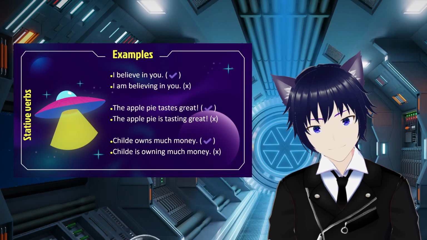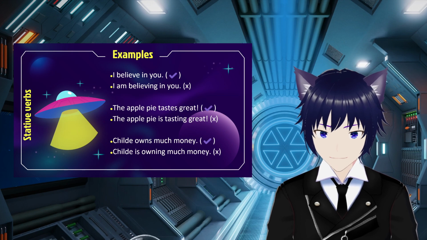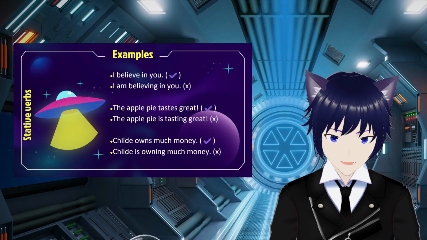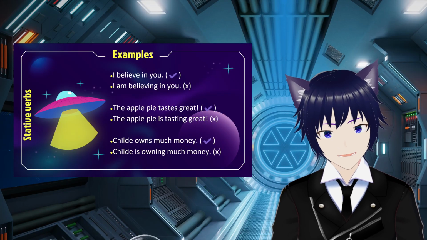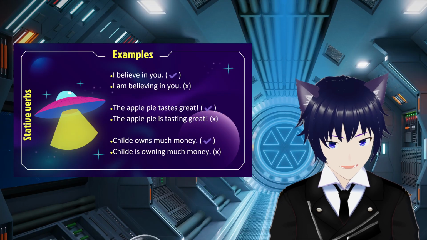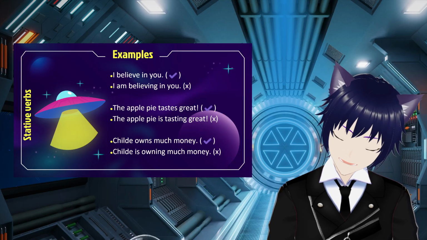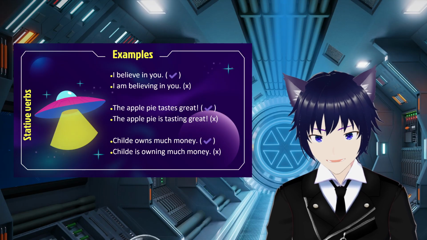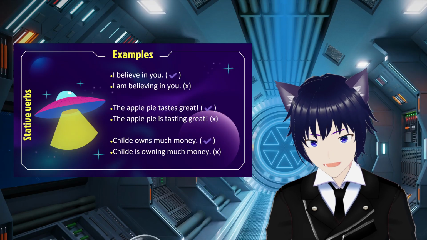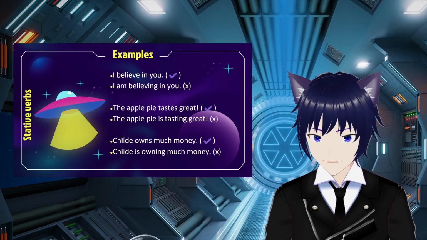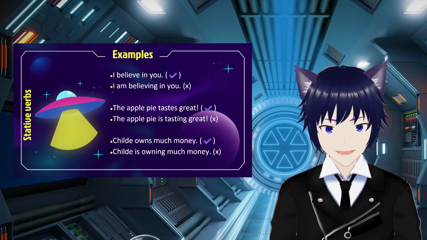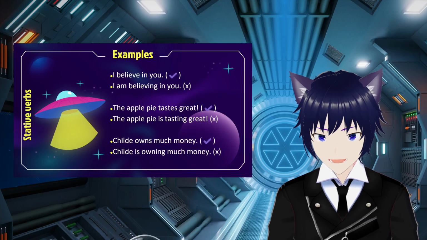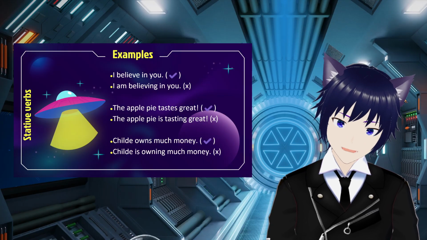For example, it's correct to say, I believe in you. However, it will be wrong if I say, I am believing in you, because believe is a stative verb. Next one, the apple pie tastes great. However, we cannot say, the apple pie is tasting great. Child owns much money. True. However, child is owning much money is false.